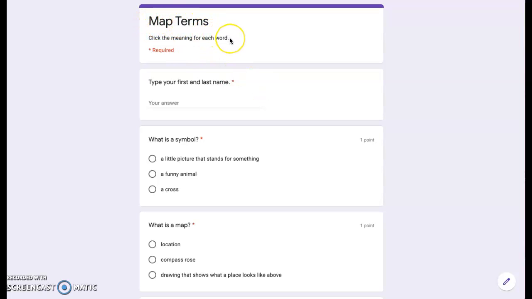So going over or trying to remember the meaning of the words that we have talked about throughout this unit so far on maps. The first thing you're going to do is type your first and last name. And I'll wait a few minutes for you to type your first and last name.